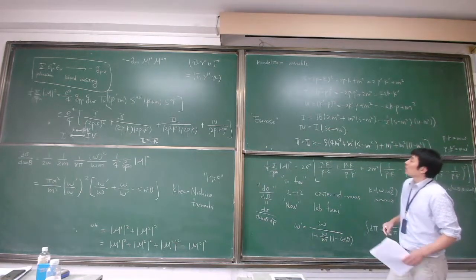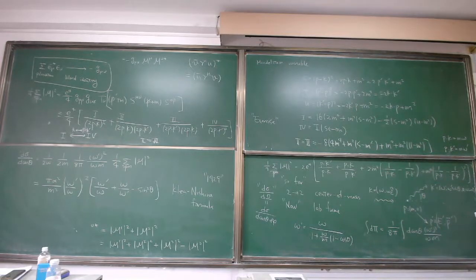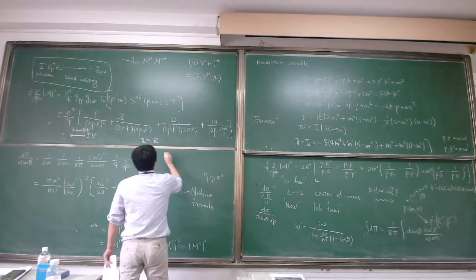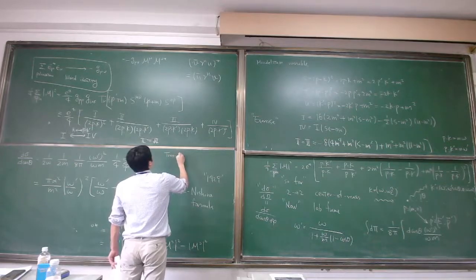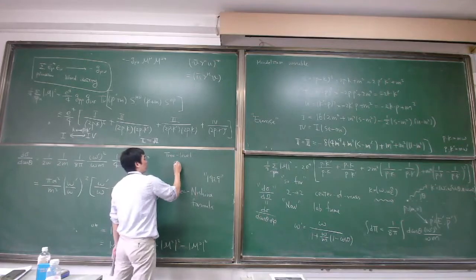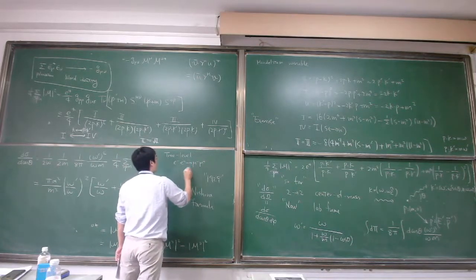Okay, any questions at this moment? Okay, so what we learned is the tree-level amplitude in QED. So what we learned is e plus e minus to mu minus mu plus.